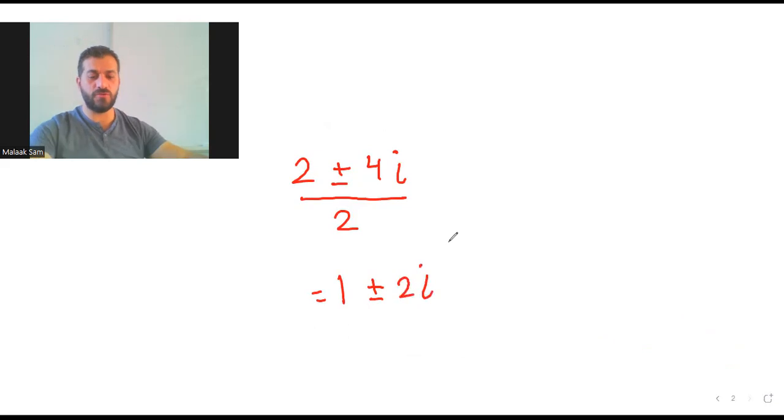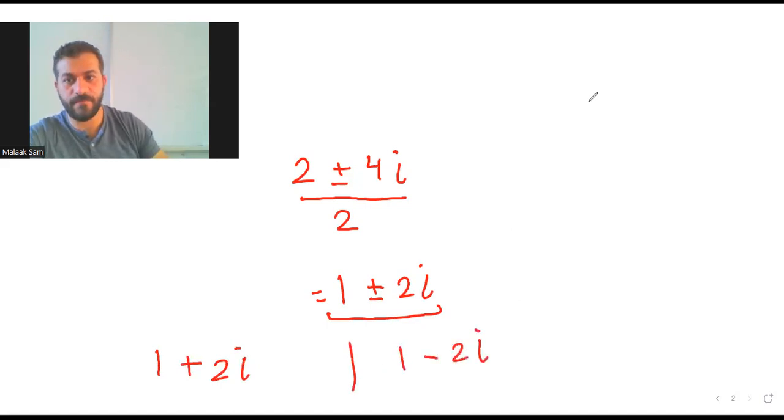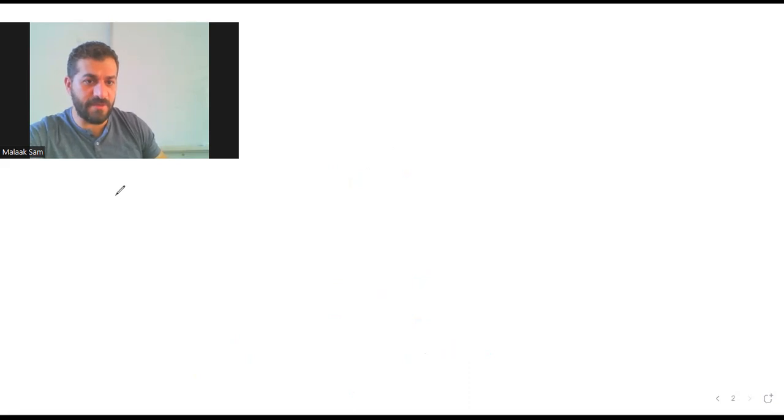So we have two solutions, and the two solutions are written in the form of complex numbers: 1 plus 2i, and 1 minus 2i. So the complex number is 1 plus 2i.